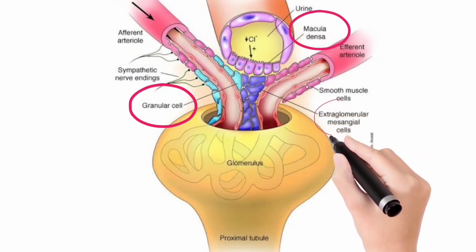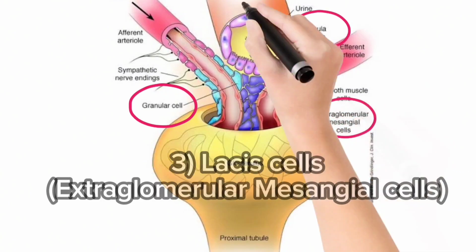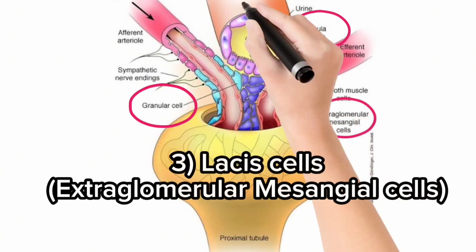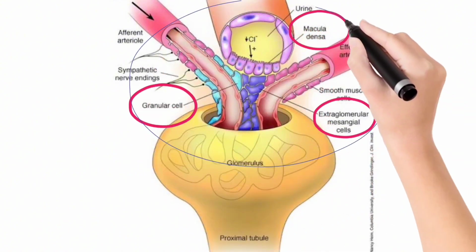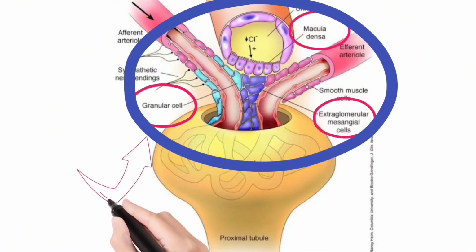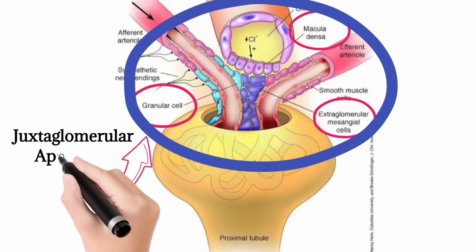And third, the Lacis cells, or the extraglomerular mesangial cells, and they may help in transmitting signals, but their function is still unclear. So do not confuse them with the regular mesangial cells, which help with support, contraction, and phagocytosis, as mentioned in our previous video. Those three types of cells together are called the juxtaglomerular apparatus.